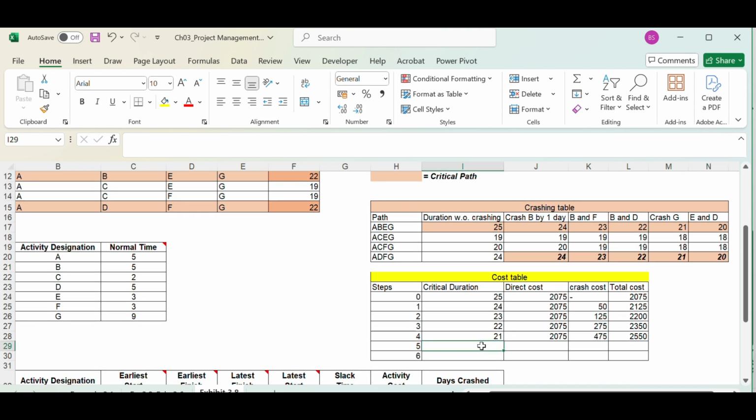Now the cost of this crashing activity will be 2075. The crashing cost is 725 and the total cost is 2095. Sorry, something is wrong, it's not right. It's 2800. That is the crashing cost.